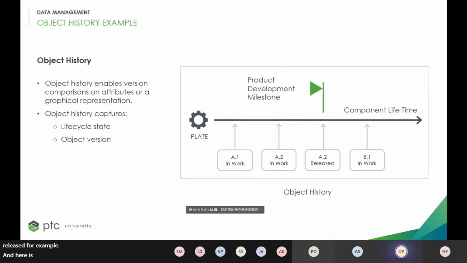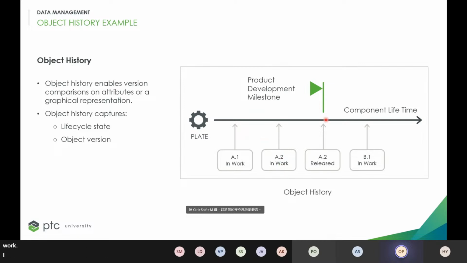And here is an entire example in order to better understand this configuration and change management process. We create this plate, and after creation, it will take the first version 8.1 in work. In the meantime, someone realized that a modification needs to be done on the plate. So we obtain a new iteration, 8.2, still in work.